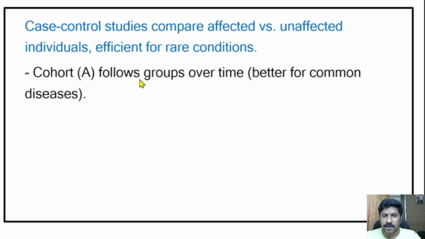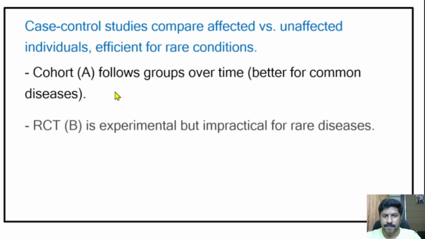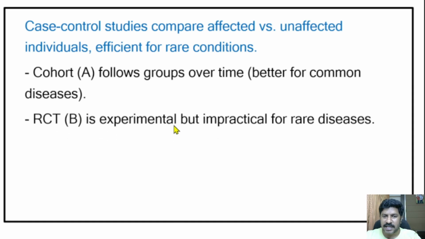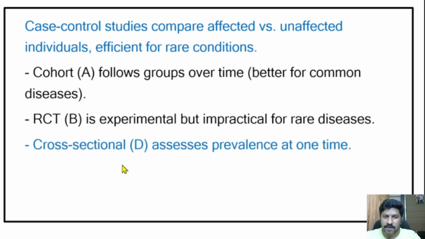Cohort study follows a group over time, better for common disease. It cannot be applied for rare diseases. RCT is experimental but impractical for rare disease. At the same time, cross-sectional studies assess prevalence at one point of time.